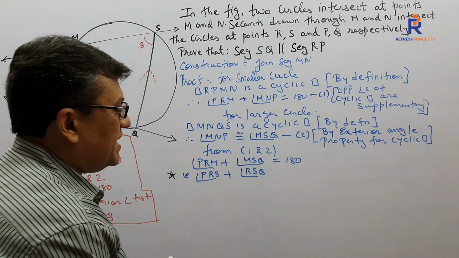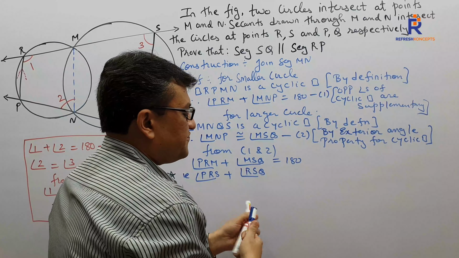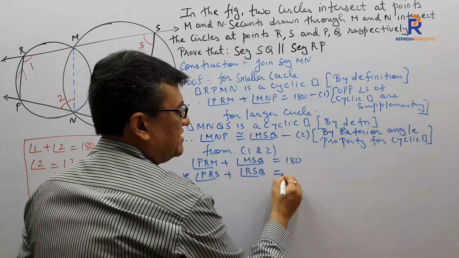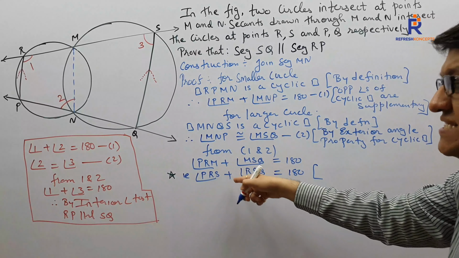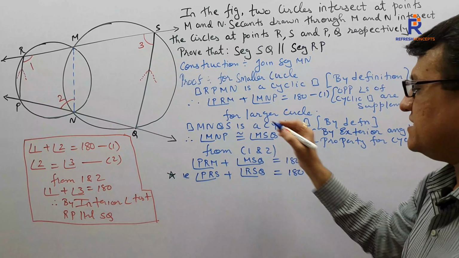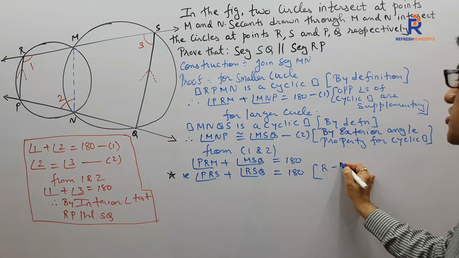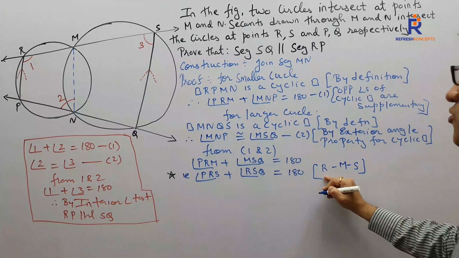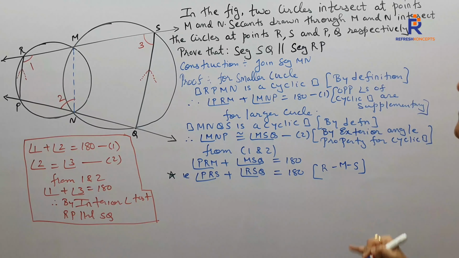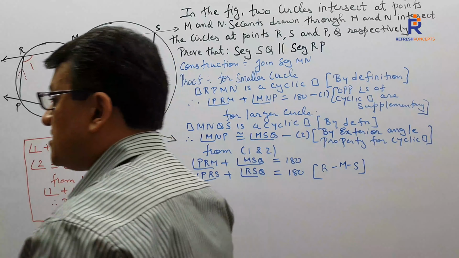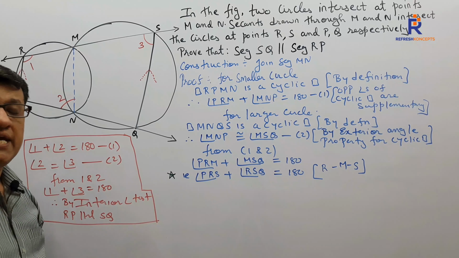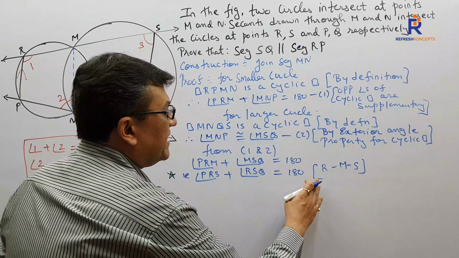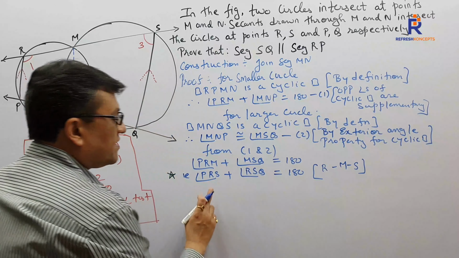So PRS plus RSQ is equal to 180. And the reason is what I have to write down. Same angles with different names. Better reason will be R dash M dash S. What is this, sir? This is termed as collinearity. R dash M dash S collinearity.